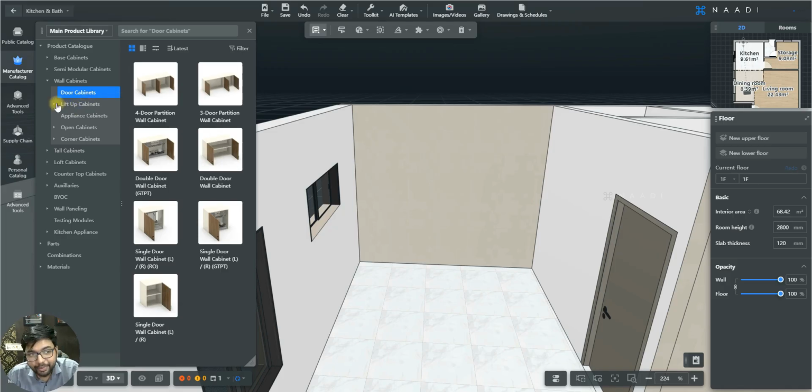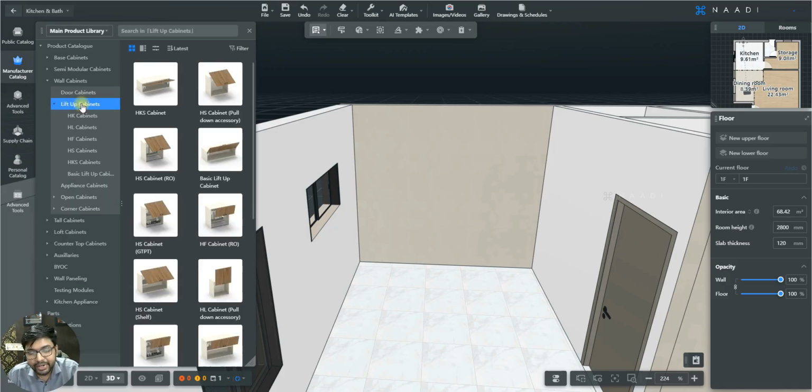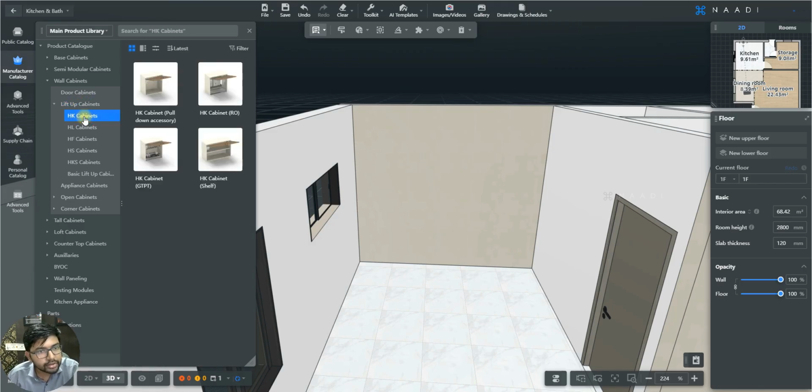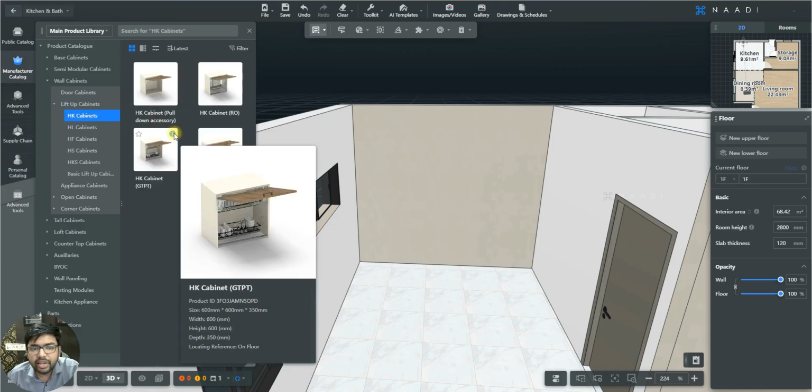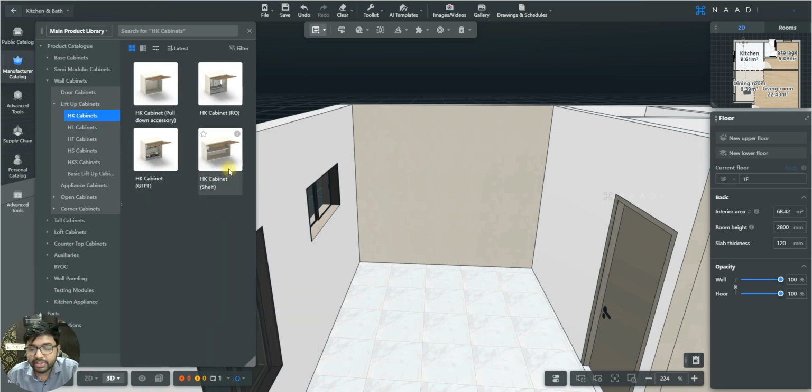Then comes in your lift up cabinets, one of the iconic wall cabinets, right? And when it comes to lift up, in the markets you have different types of lift up, right? You have HK, HS, HF, HKS and all those things, right? All these focus on different lift up mechanisms. Okay, I'll just give you an example. So if you just click on an HK cabinet, can you see this is how an HK cabinet will lift up? Your conventional lift up system. In your HK cabinet also you will see shelf based HK cabinet, GTPT based HK cabinets, RO based HK and your accessory based HK. So all those are precisely present here.